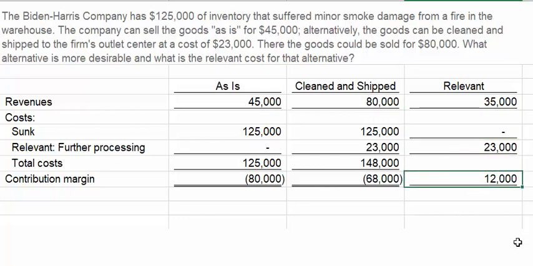And then just to complete the schedule, or at least partially complete it, I wanted to show which alternative is better and by how much. And certainly the cleaning and shipping is the better alternative by $12,000, the difference between the 80 and the 68. Okay, so that's just a brief incremental and relevant costing situation.